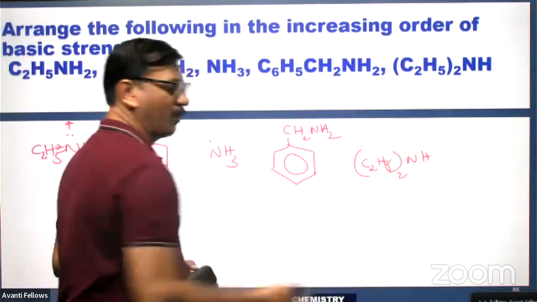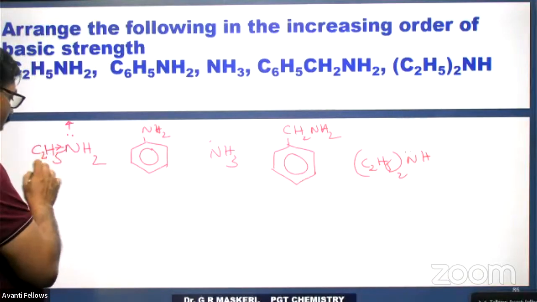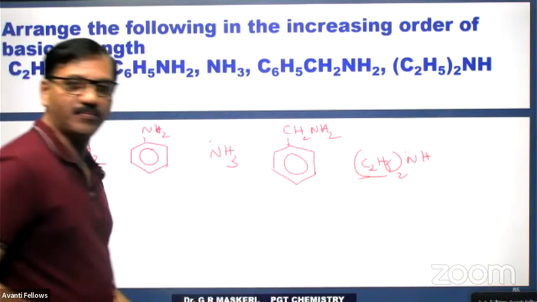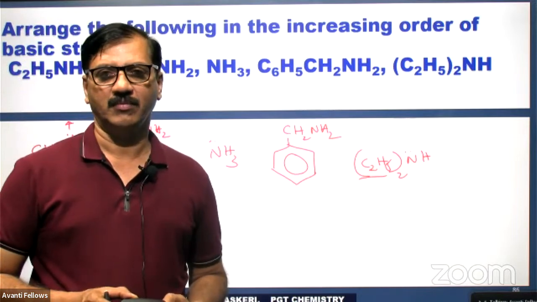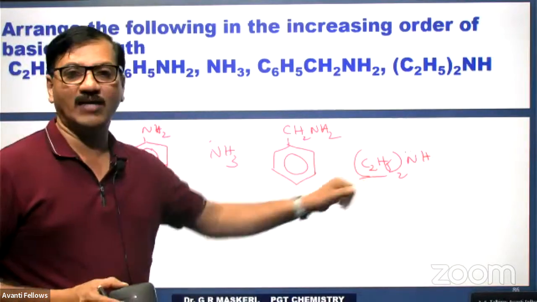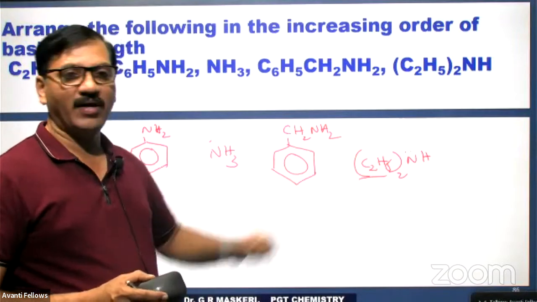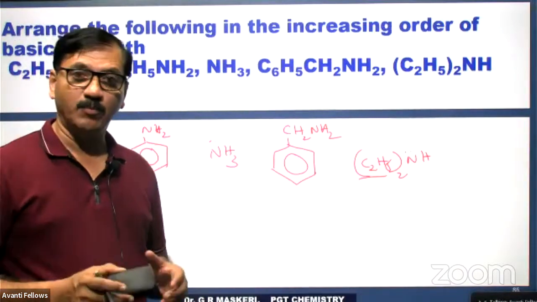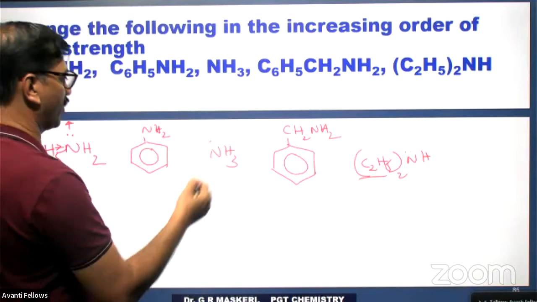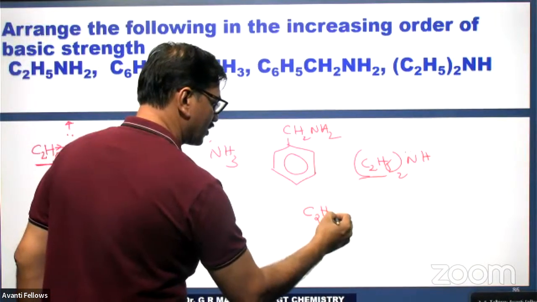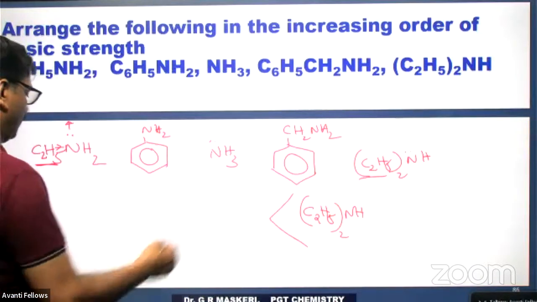This basicity depends upon the environment or surroundings, what is being attached. Now one ethyl group is there. In this one there are two ethyl groups, and you know that the basicity of secondary amines is more than primary amines, right? Taking care of the effects of hydrogen bonding and the I effect, by considering both, secondary amines have more basicity. So the highest one is (C2H5)2NH. Then comes C2H5NH2.